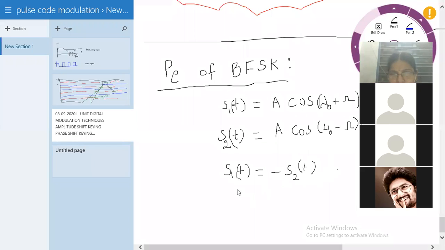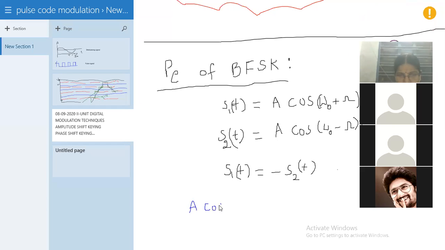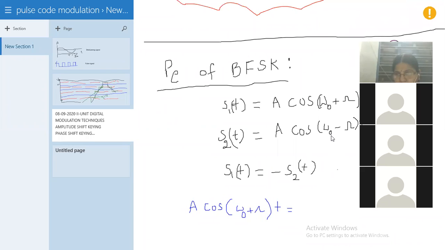ఈ ఈక్వేషన్ కరెక్టేనా ఫర్ ఎఫ్ఎస్కే? కాదు కదా. S1 of t ఏంటి? A ఇంటూ Cos ఆఫ్ ఒమేగా నాట్ ప్లస్ ఒమేగా టీ. దట్ ఈస్ నాట్ మైనస్ ఆఫ్ దిస్ కాదు కదా. ఇక్కడ ఒమేగా నాట్ మైనస్ ఒమేగా స్మాల్ ఒమేగా అవుతుంది. అంటే దిస్ ఈజ్ రాంగ్ ఇన్ దిస్ వన్.